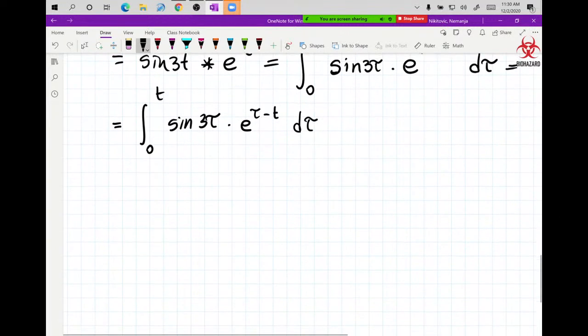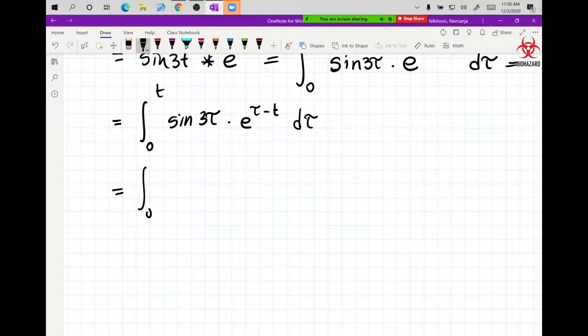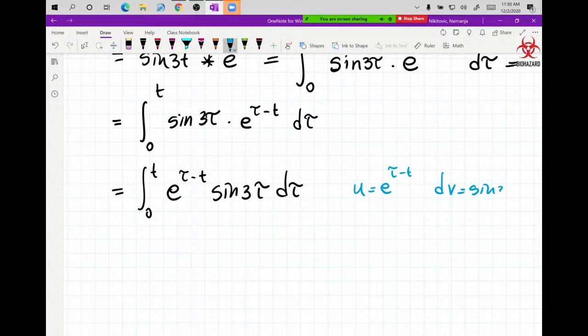I will write it in the form you remember it from Calc 2, where e is first, and then the trig function is second, and then you are setting up your u as e to the tau minus t, and your dv as sine 3 tau d tau, and then your du is going to be negative e to the tau minus t, and your v is going to be negative cosine 3 tau over 3.